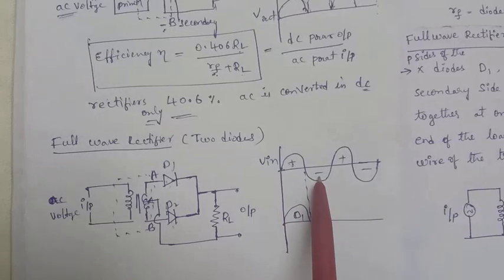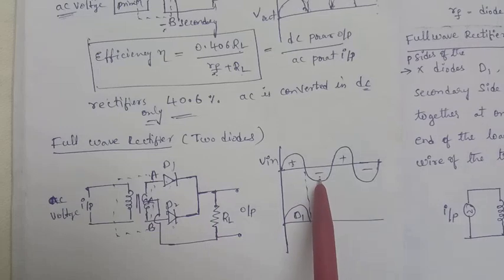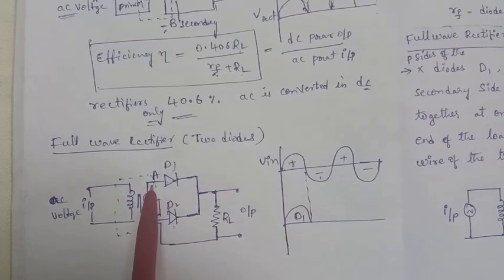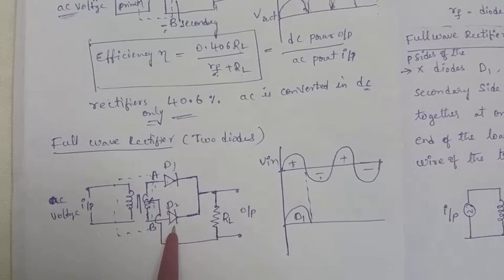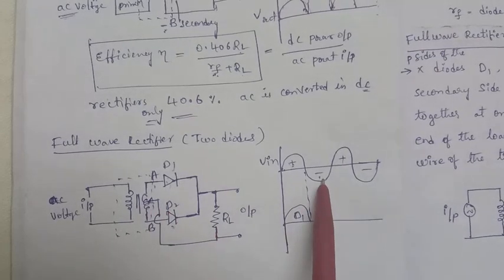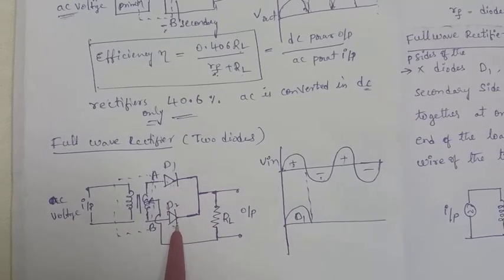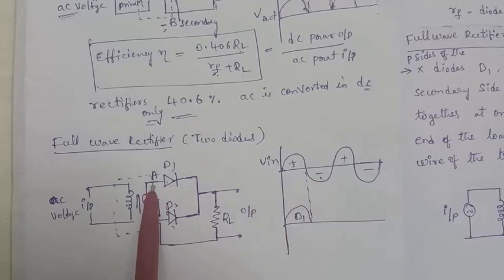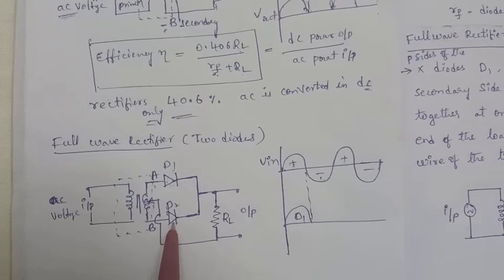In the next half cycle, A is at lower potential and B is at higher potential. Why? Because for the negative cycle, A is negative, which means negative is applied to the P side. So automatically diode D1 is in reverse bias and diode D2 is in forward bias. The one in forward bias conducts, and the one in reverse bias does not conduct. For the negative half cycle, D1 is in reverse bias and D2 is in forward bias, because A is negative and B is positive. That's why D2 is in forward bias.